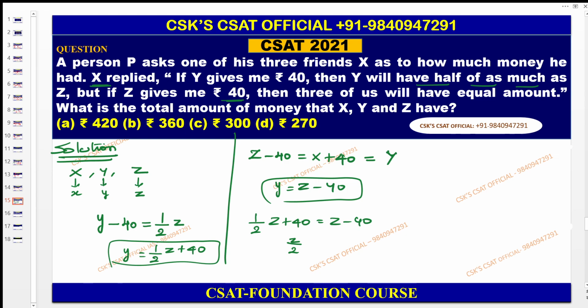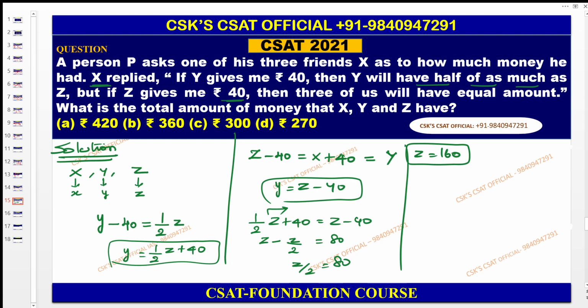So I am bringing this towards the RHS. So therefore Z minus Z by 2 is equal to 40 plus 40 becomes 80. Full plus half becomes half, is equal to 80. Then Z equals 160.